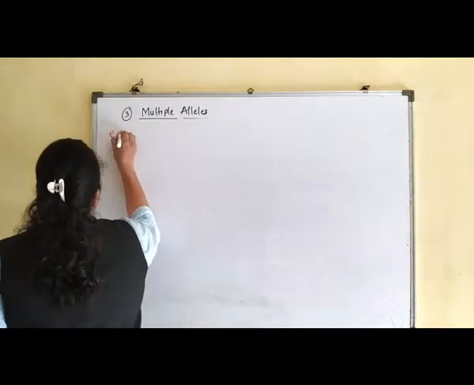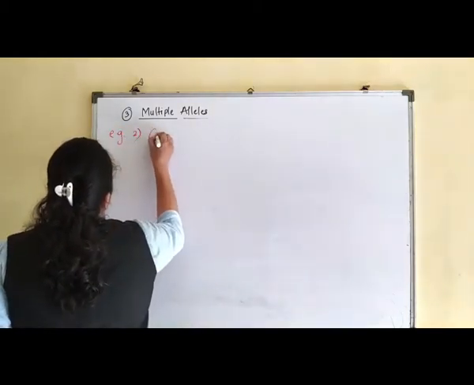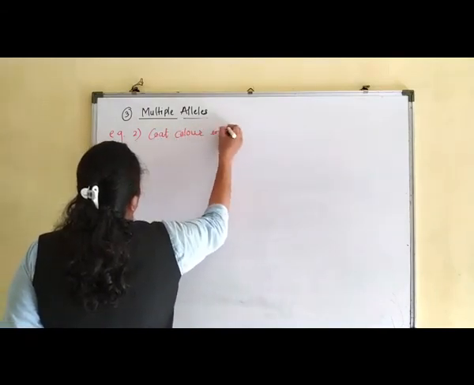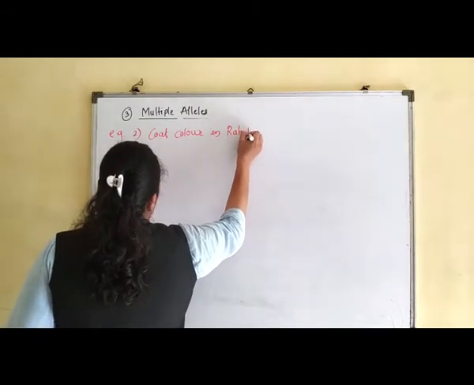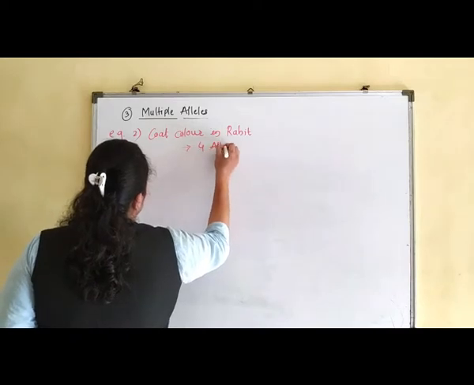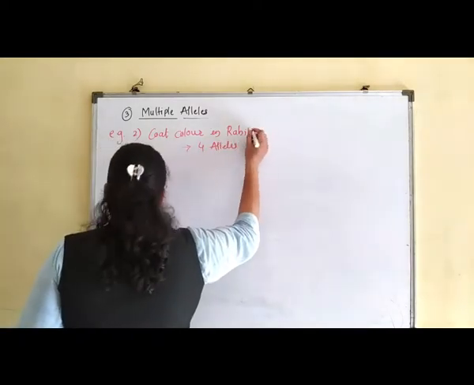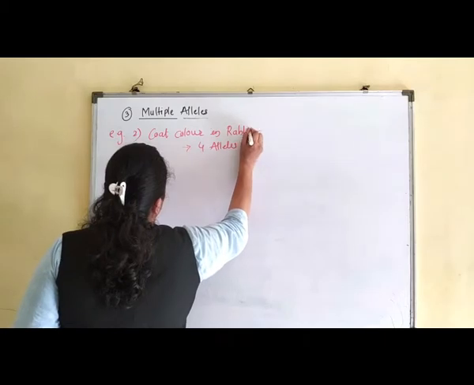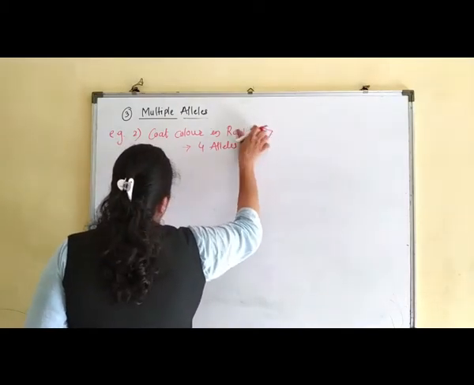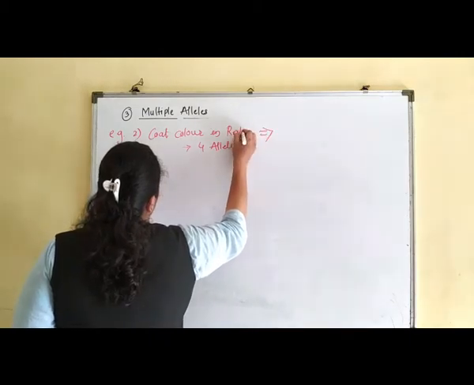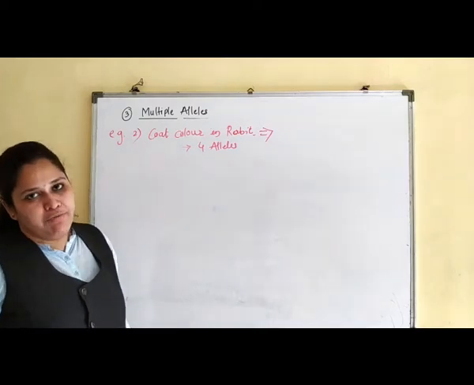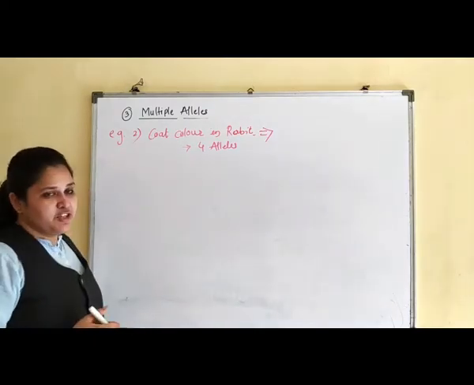So the second example is coat color in rabbit. In rabbit, it is regulated by 4 alleles. In the ABO blood group system, there were 3 alleles, but in case of coat color in rabbit, there are 4 alleles which are responsible for different types of coat colors. Now let's see which are those alleles.